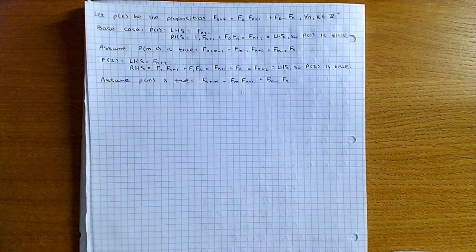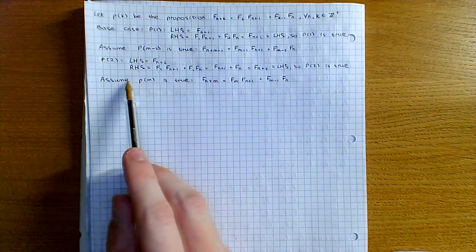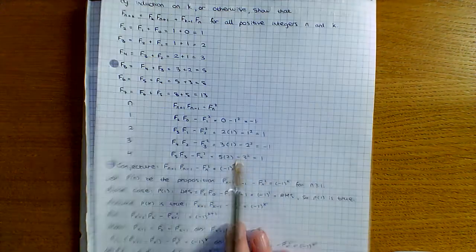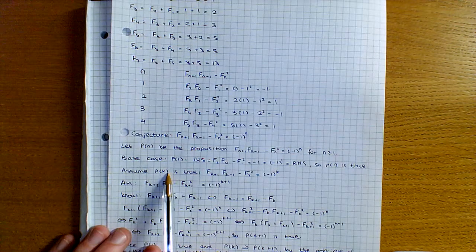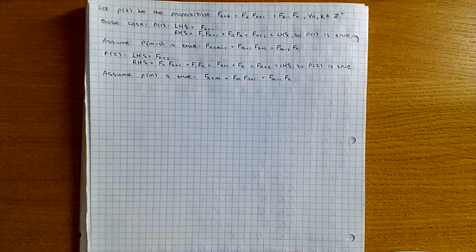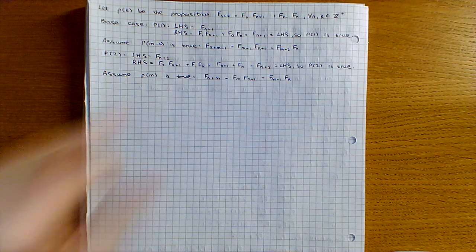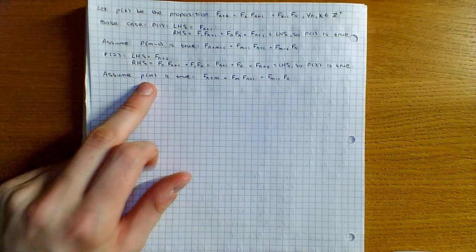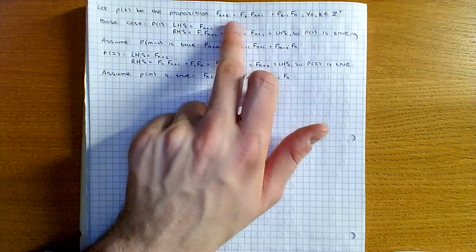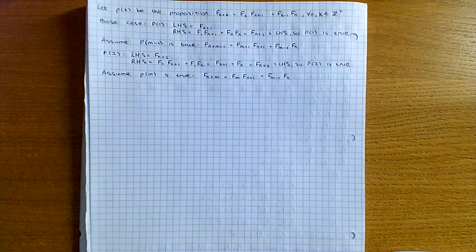Also, as a quick side note, notice that I've said things like assume P of m is true. I have not done what I did last time and said assume P of k is true, because in this case, k is actually what we're inducting on. You need to be very careful about what letters you use, so make sure you know what you're doing here. I can't say assume P of k is true, because P of k is actually what our proposition is, so we have to use some other letter. I've used m, but you could use anything you like other than k and n.